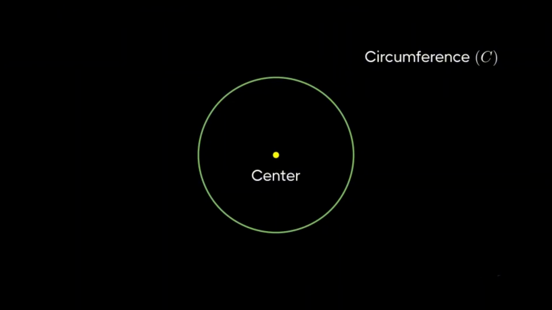Now let's focus on the circumference, which is highlighted in green. The circumference, labeled as c, is the total distance around the circle. If you were to take a string and wrap it exactly once around this circle, the length of that string would be the circumference. The question is, how does this circumference relate to the radius we saw earlier?